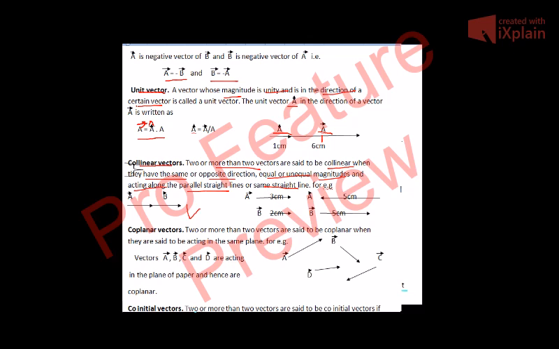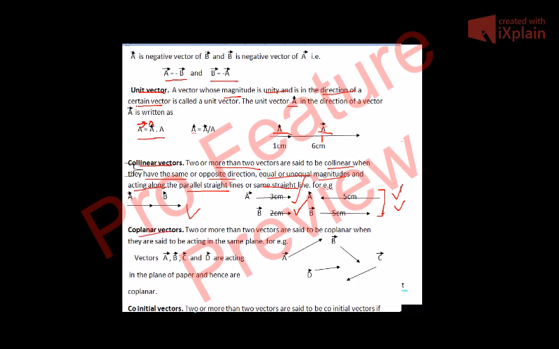Again, there are two vectors A and B acting parallel and having the same direction, so they are collinear vectors. Now there are again two vectors A and B with opposite direction and the same magnitude. The magnitude can be the same or different, the direction can be the same or different, but they must act either parallel or along the same line, parallel or anti-parallel. So they are called collinear vectors.